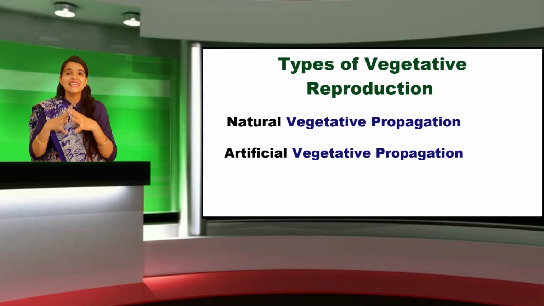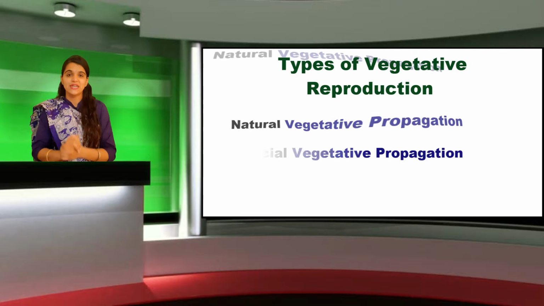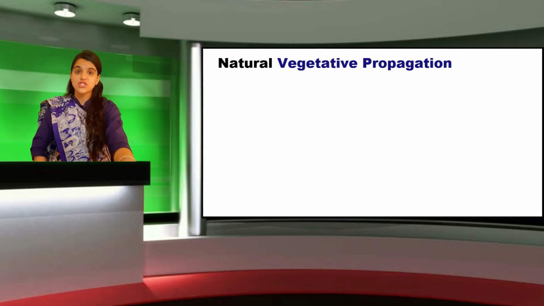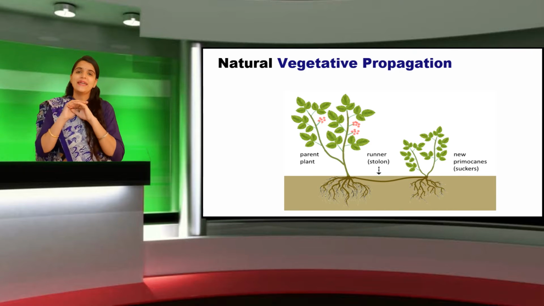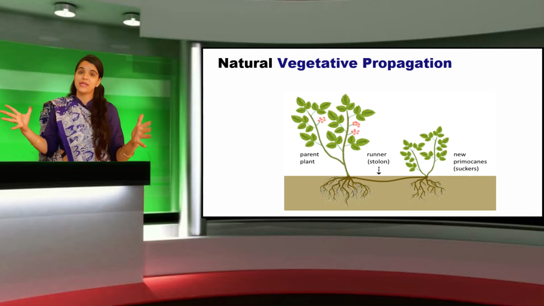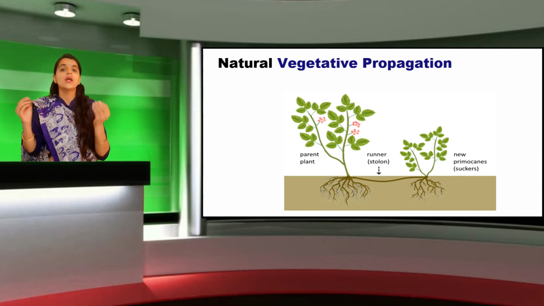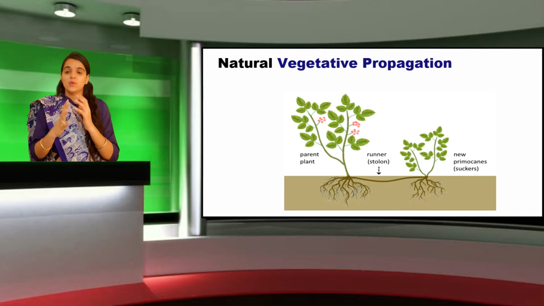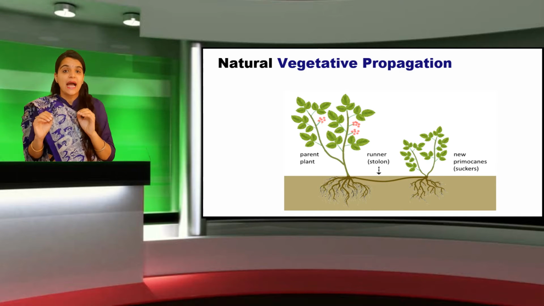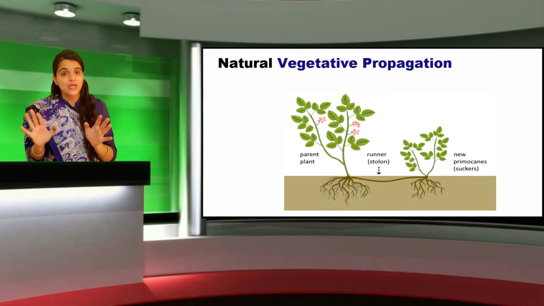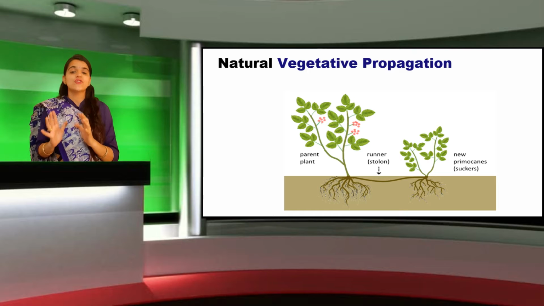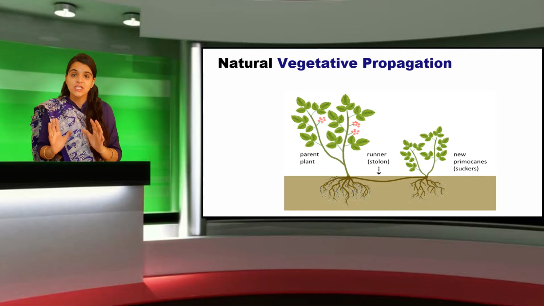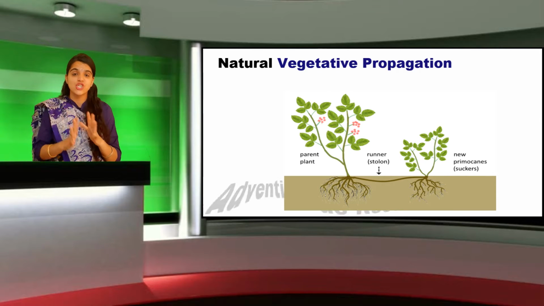So we start with natural vegetative reproduction. Students, natural, as its name suggests, what do you mean by natural? Which occurs through nature. There is no addition of human activities. That is known as natural vegetative propagation. So this occurs when plants grow and develop naturally without any human interference, right? So natural vegetative propagation can be enabled by the development of adventitious roots.